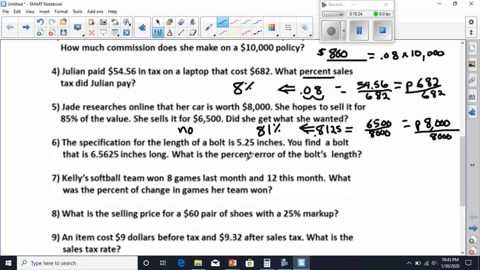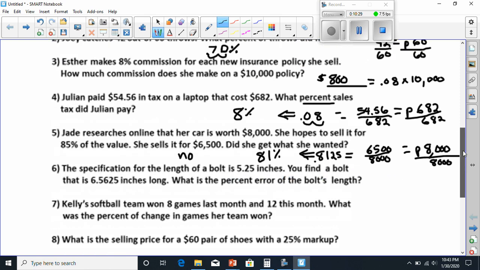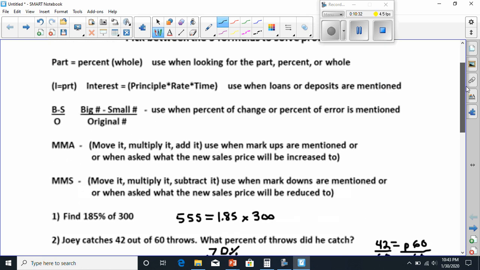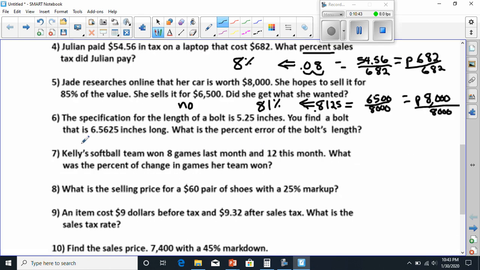Now, this time they're looking for the percent of error, not the percent. And to do this, we've got to go ahead and use another formula. We're going to have to use the formula that solves for percent of change or percent of error. That's big number minus small number divided by original number. If we follow this through, the big number is 6.5625. We have to minus the small number, and the small number is 5.25.